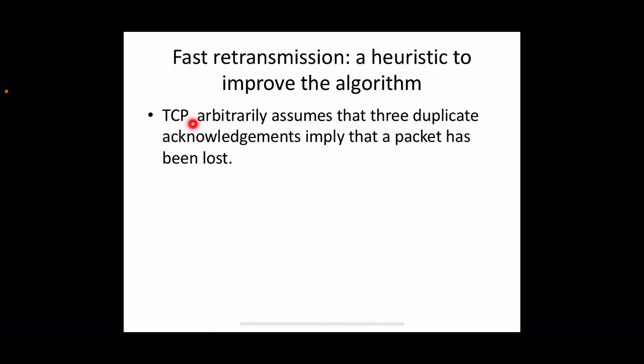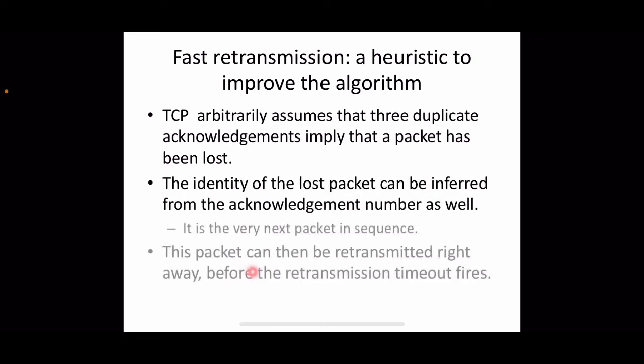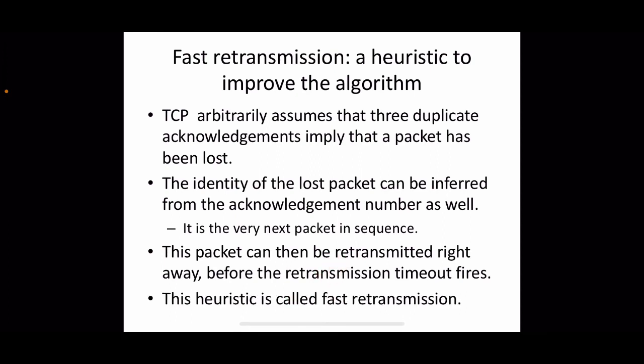TCP arbitrarily assumes that three duplicate acknowledgements imply that a packet has been lost. That is the heuristic taken. If three consecutive duplicate acknowledgements come, it means the packet is lost. Taking this as a heuristic, even before the timeout, it can act for congestion control. This heuristic can be used to retransmit the lost segment before the timer expires. That is called fast retransmission.